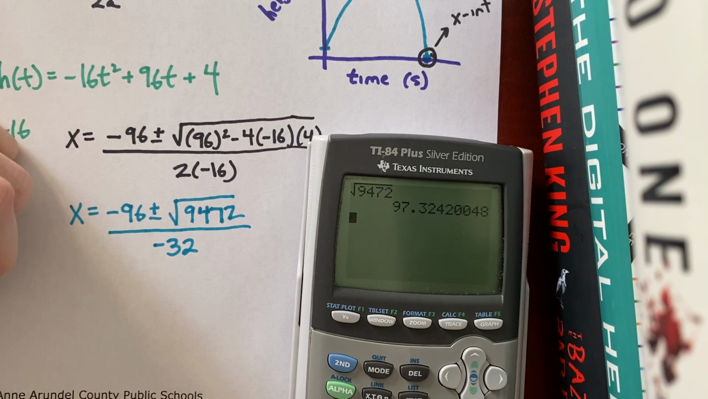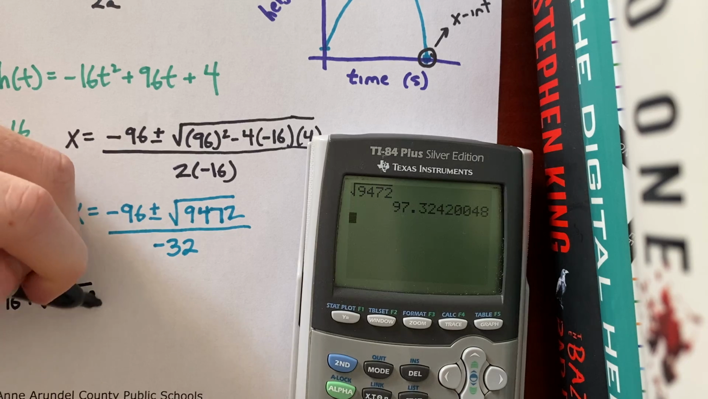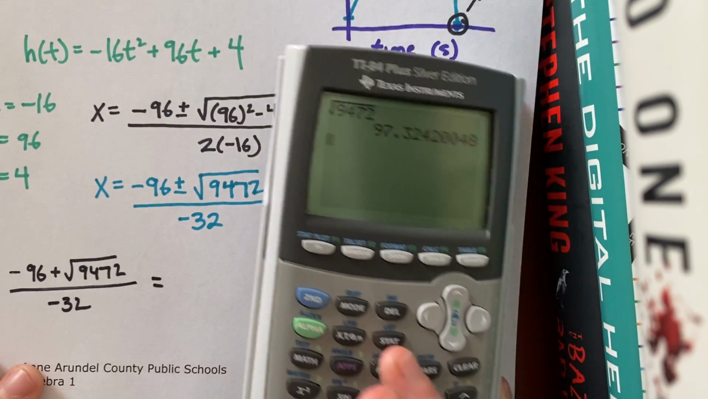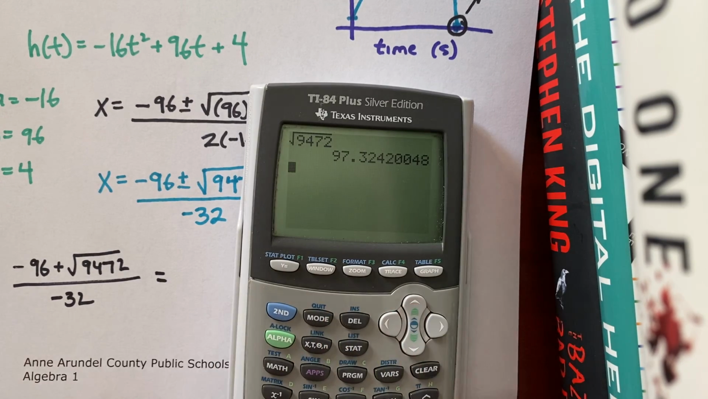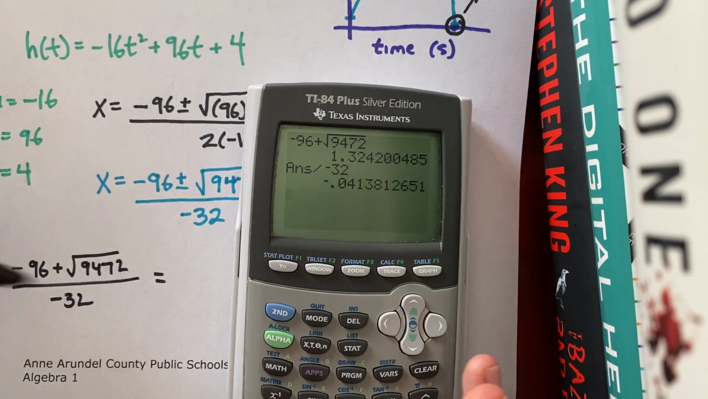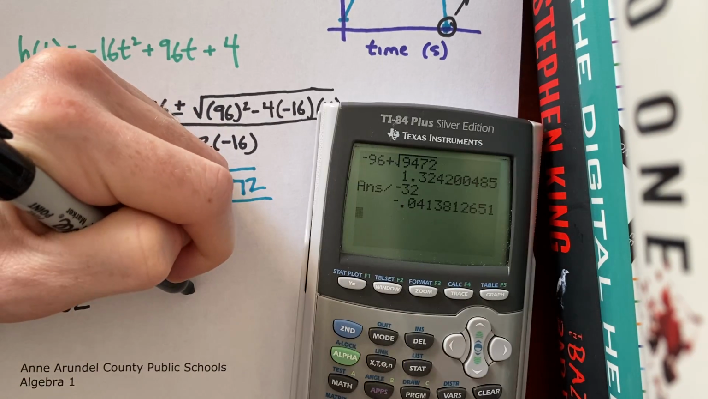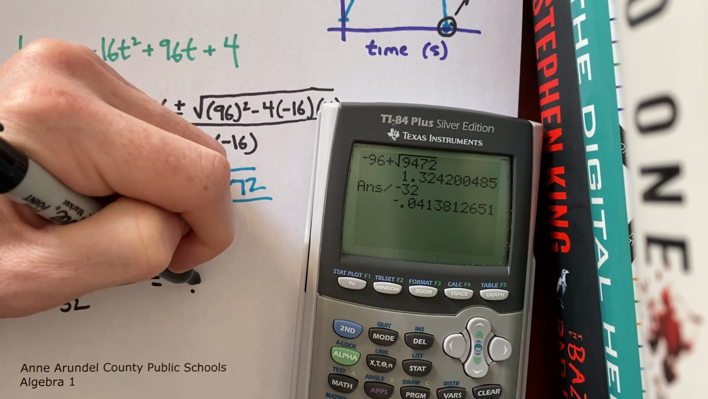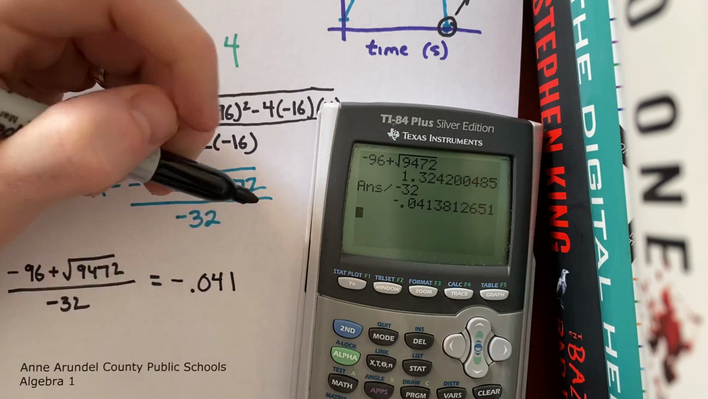I'm going to do negative 96 plus the square root of 9472 over negative 32. I'm going to type this all into my calculator very, very carefully. Do the numerator first. So I'm going to do negative 96 plus the square root of 9472, press enter, and then divide that by a negative 32, and we get negative 0.041, rounding to the nearest thousandths, that's 3 numbers after the decimal place.